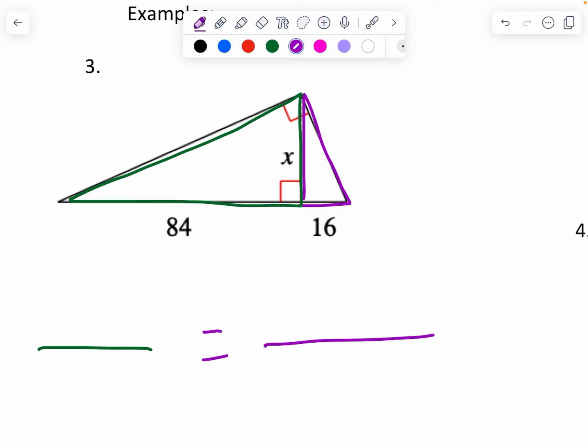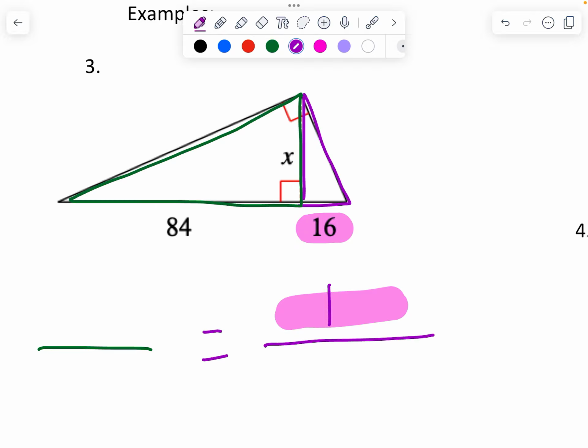So I think the easiest way is to do 16, so 16, and put that on top. Okay, so you're going to put that on top.